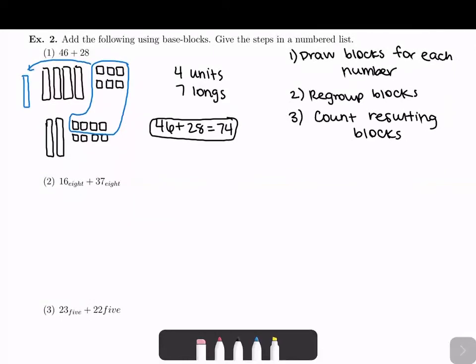Okay, so now we're going to do this example for base 8. So we're having 1, 6 base 8. Tells us that we're going to have 1 long and 6 units. And then 3, 7, we're going to have 3 longs and 7 units.